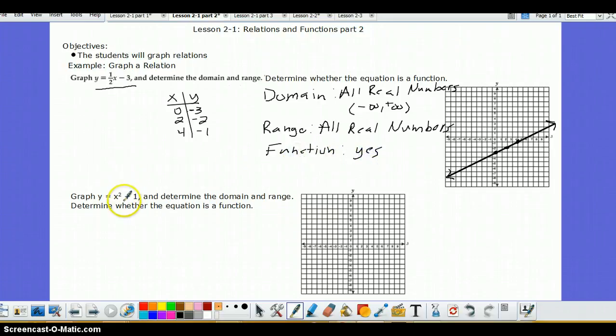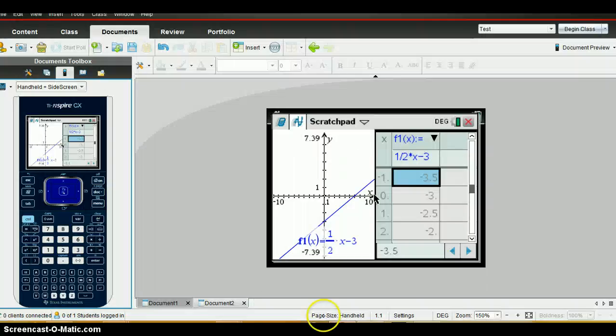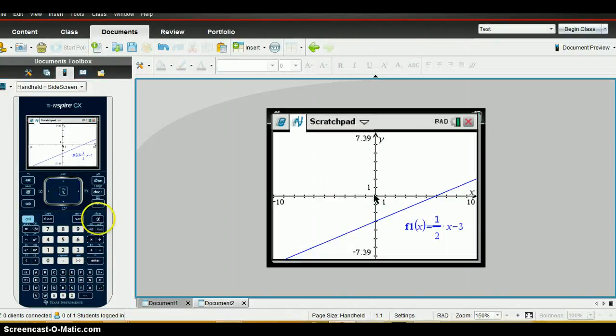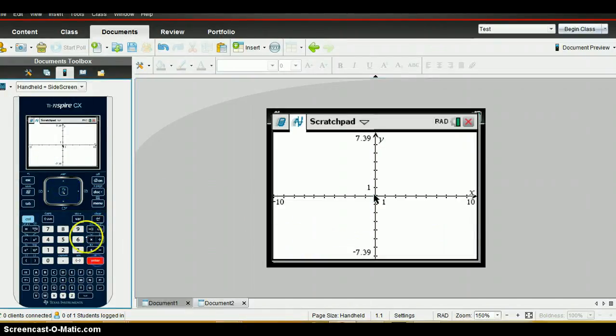Alright, so now we're going to graph y equals x squared plus 1, determine the domain and range and tell whether it is a function. So back to our calculator, control T to get rid of that graph, delete, tab, and it's x squared plus 1. So that's what we want it to look like.